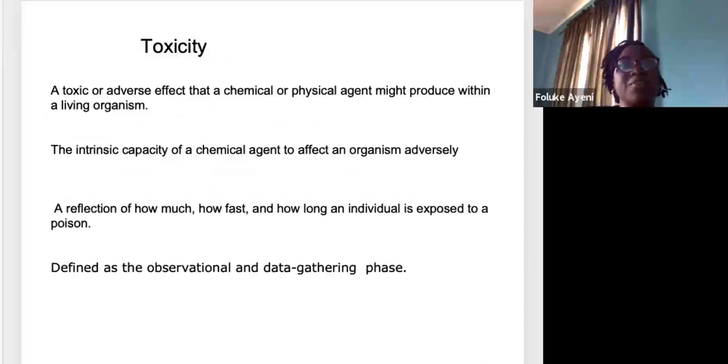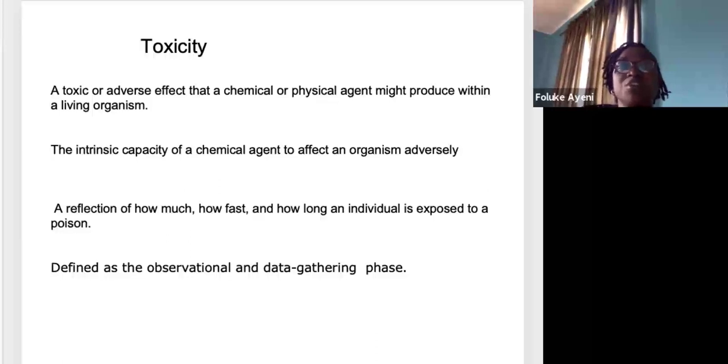Now, I said that before we can study toxicology, there has to be a toxic effect caused by a toxin. So toxicity itself is a toxic or adverse effect that a chemical or physical agent might produce within a living or cellular organism. Once there's an exposure, there must be an effect. There's an inbuilt capacity in any hazardous chemical to cause a hazardous effect. We have to know that. And when we have a knowledge of these toxins, we'll be able to avoid them or use them to our advantage, depending on what we want to use them for, as we'll see as we go on.